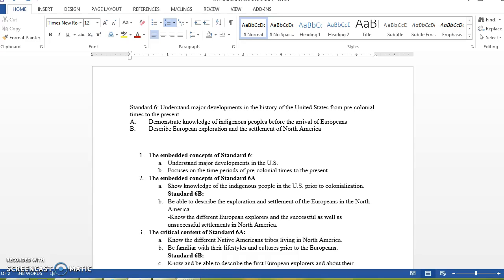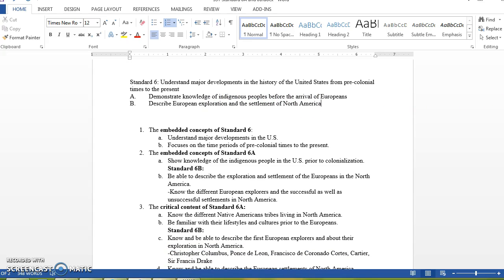I have unpacked Standards 6A and 6B for the NCEL General Curriculum exam. For Standard 6, it says, understand major developments in the history of the United States from pre-colonial times to the present. And Standard 6A says, demonstrate knowledge of the indigenous people before the arrival of the Europeans. And Standard 6B says, describe European exploration and the settlement of North America. So I've broken down these standards.